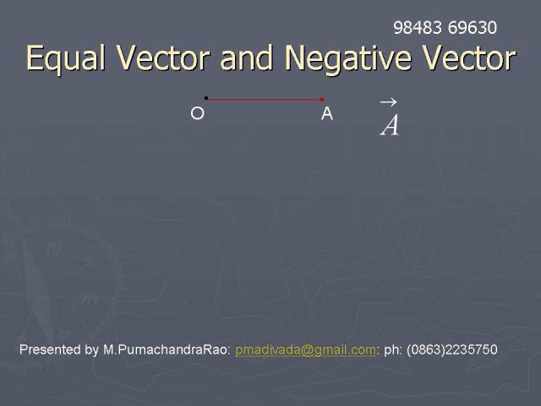Equal vector and negative vector. Let us consider the vector OA, which is represented by a bar. Consider the blue one at the left of it under the vector OA. This is not equal to the vector A bar because the direction is the same but the magnitude is different. The magnitude of this vector is less than the magnitude of OA. Hence, this vector is not equal to the vector OA.